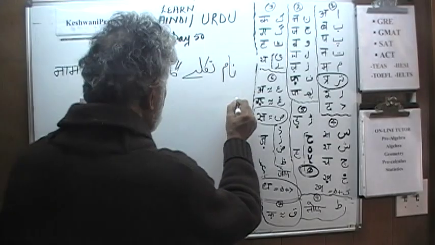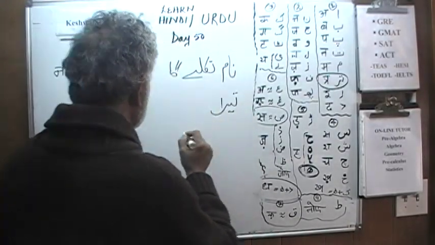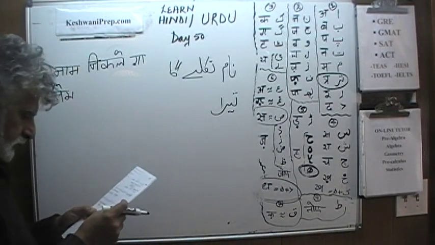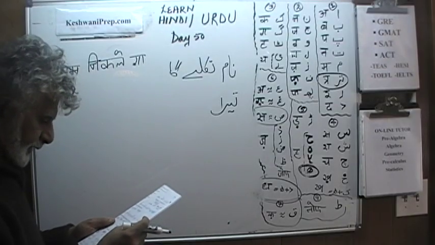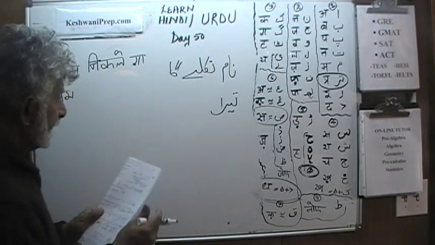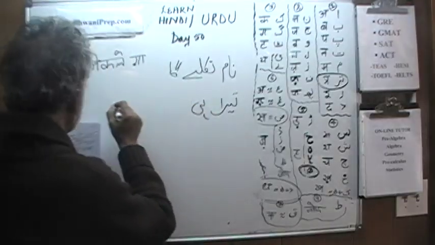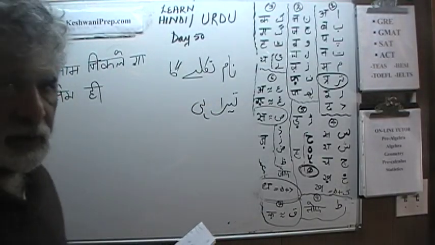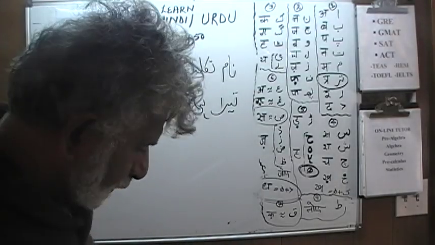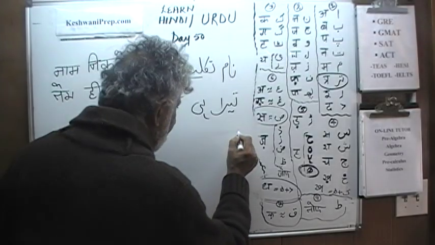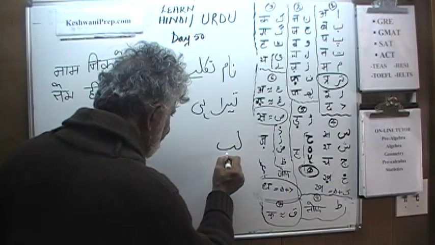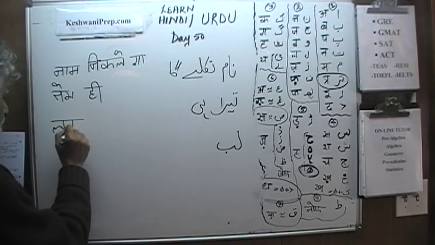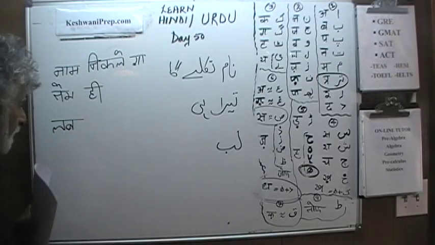Tera, yours. Tera. Naam niklega. Tera hi. He here means only your name will come out. And the next word is very straightforward. It only has two letters, lab. La and a ba. Lab. You know what lab means? Lab means lips.